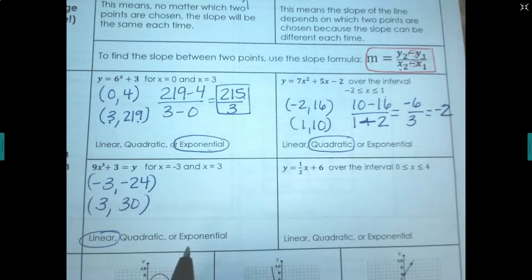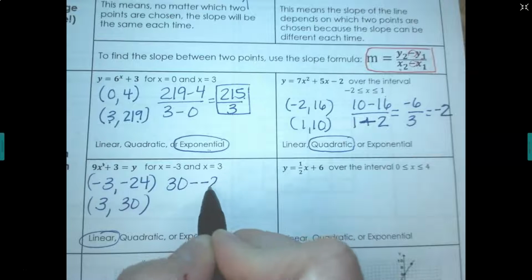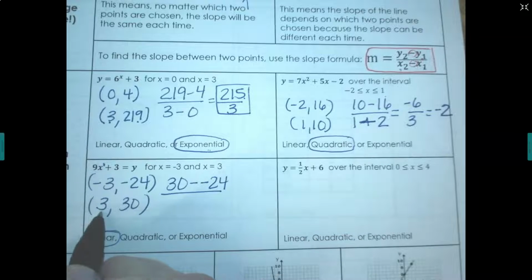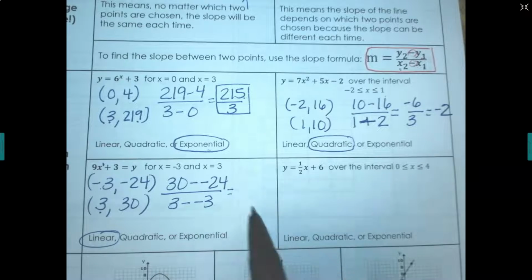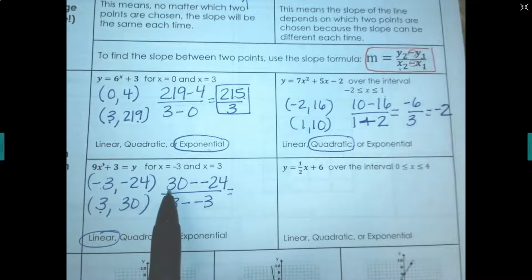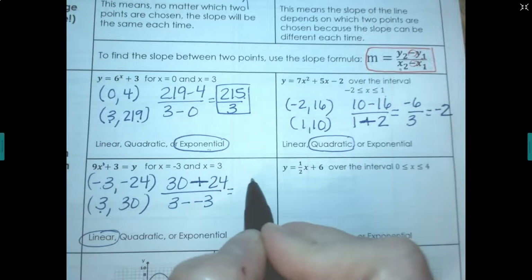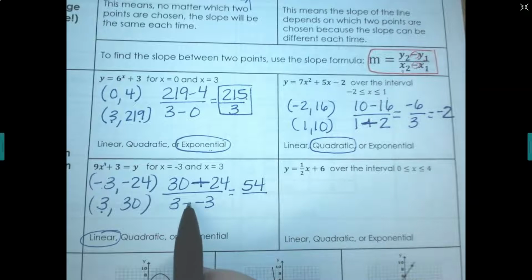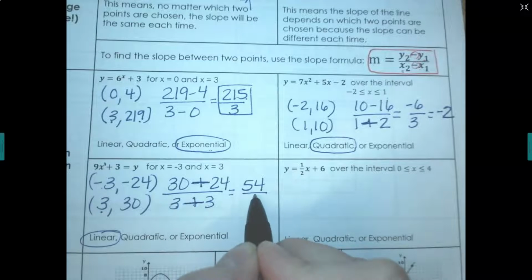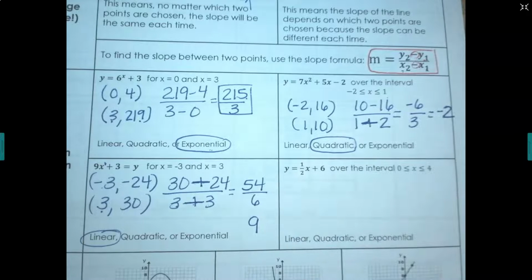I'm going to set it up just like we've been doing. Y minus the second y divided by x minus the second x. Okay, so we end up with 30 minus -24, minus a negative turns positive, which gives us a 54. 3 minus -3 turns this into a positive, so now we have 3 plus 3, which is 6. And 54 divided by 6 is 9.